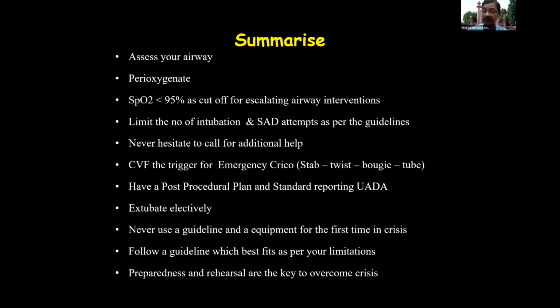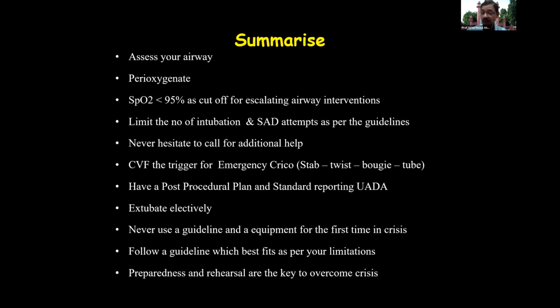We have all the different strategies of pre-oxygenation, which you have to keep in mind. Your target should always be more than 95%, and if you're not able to maintain that, you escalate your interventions using the pre-oxygenation strategies. Limit the number of attempts, both intubation and supraglottic airway device attempts, as per the guidelines which DAS states. Never hesitate to call for additional help. This is very important. When you go to step 4, you always go for additional help, where the third person who comes in has a clear-headed mind.